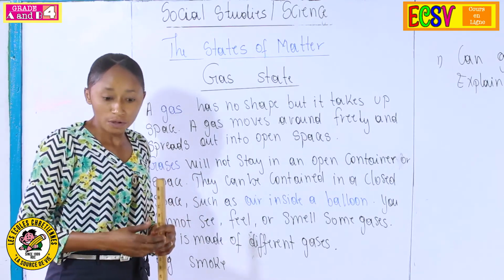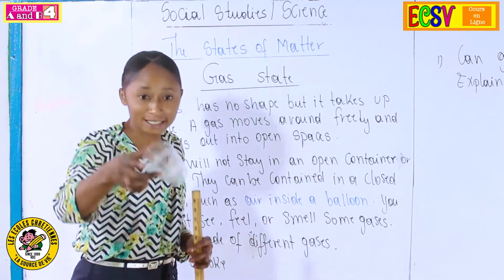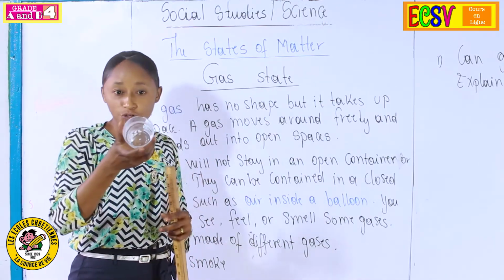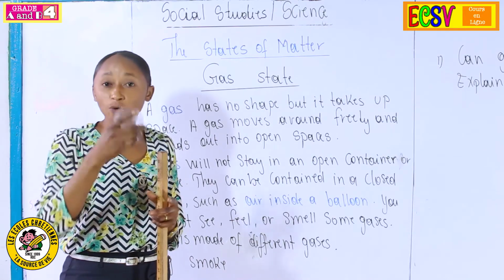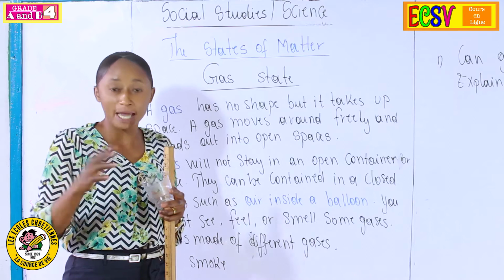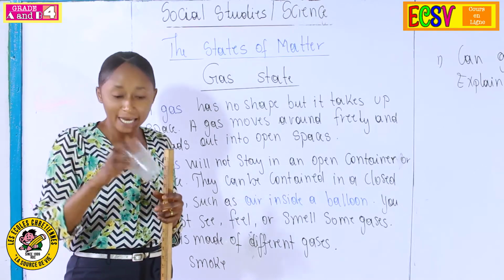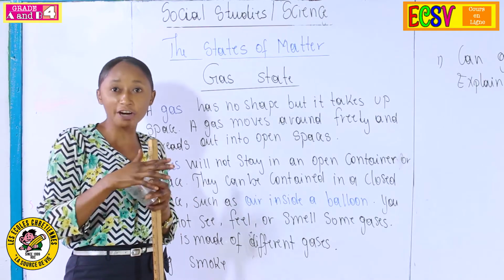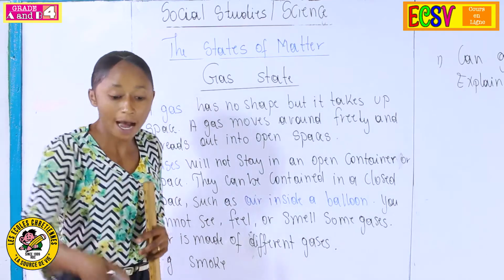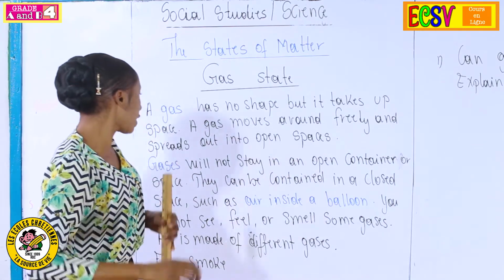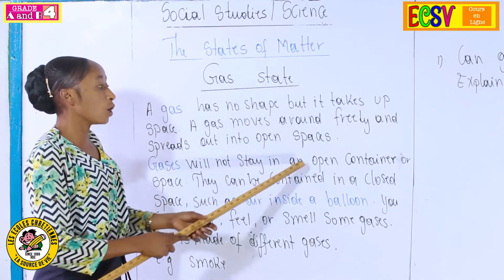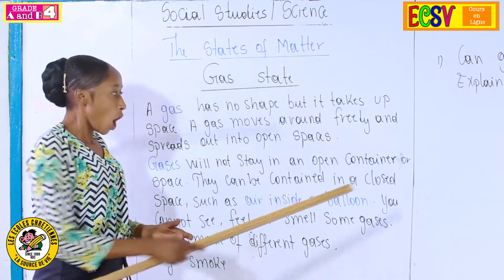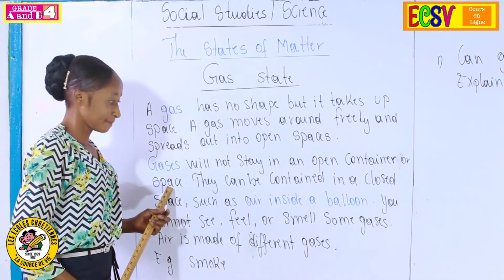Like I told you, for example, of this glass, do you see it? There is gas, but you cannot see it. It moves freely because it is open. There is no way for us to contain it inside this glass. I continue. Gases will not stay in an open container or space.